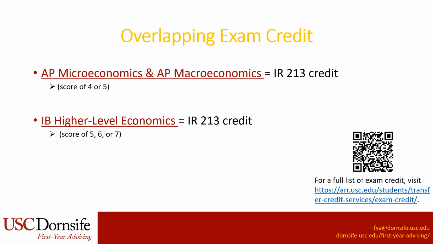And if you are bringing in any exam credit, if you have a score of a 4 or a 5 on both the AP Micro exam and the AP Macroeconomics exam, you will receive credit for IR 213. And also, if you are bringing in a higher level IB Econ class with a score of 5, 6, or 7 on the exam, then you will also receive IR 213 credit.